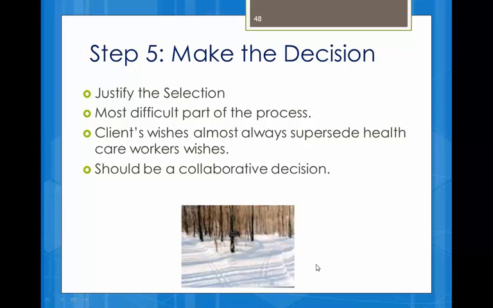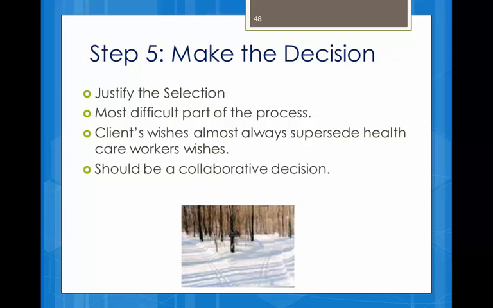And then lastly is really making the decision, so justifying the selection. This is definitely the most difficult part of the process, because you have to make it final and you have to go through with the action and you have to live with the consequences. So many nurses have a difficult time with actually making the end decision because they're really not sure. It's unclear, it's gray. Ethics is not black and white, it's gray. And so is the decision the right decision or not?